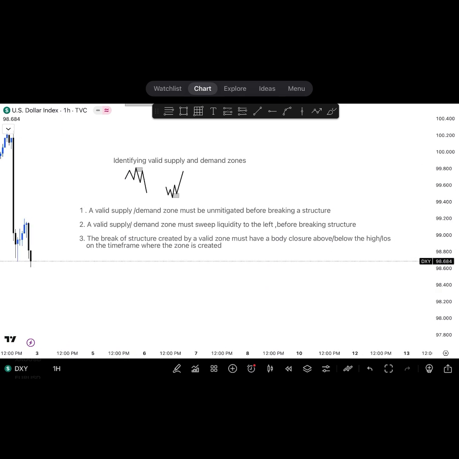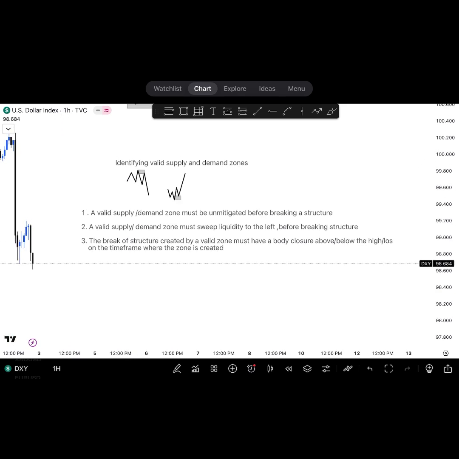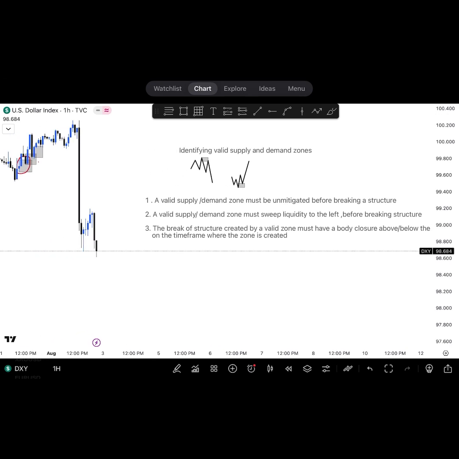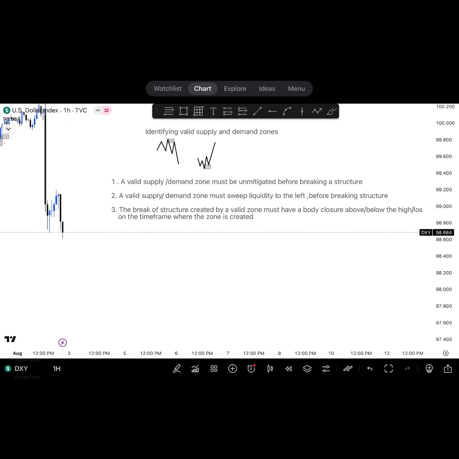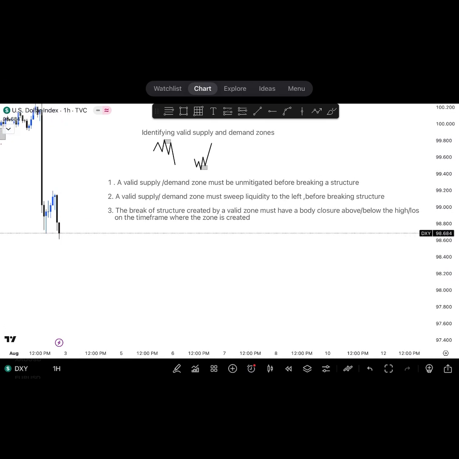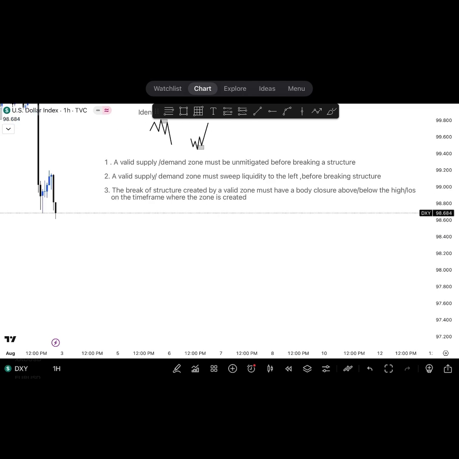And then the last rule I have here: the break of structure created by a valid zone must have a body closure above or below the highs or lows on the time frame where the zone is created. Okay, I would make this easy and straightforward. The break of structure created by a valid zone must have a body closure.